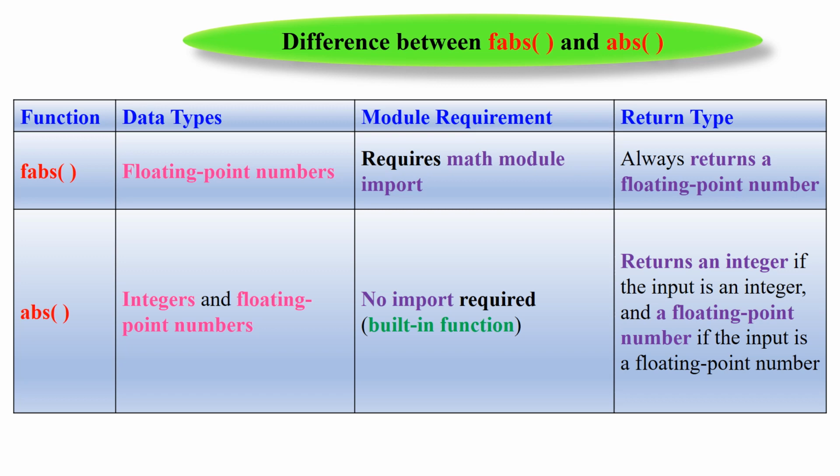On the other hand, the abs function is a built-in function in Python, so you can use it without any imports. Return type. The fabs function always returns a floating point number, even if the input is an integer. In contrast, the abs function returns an integer if the input is an integer, and a floating point number if the input is a floating point number.